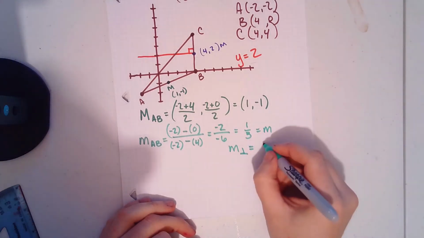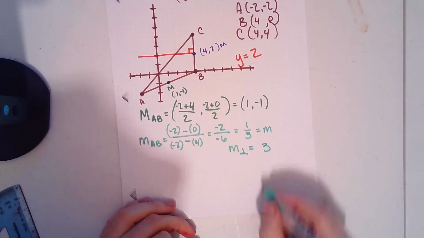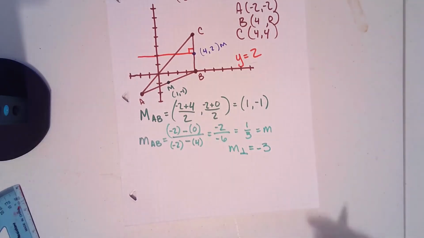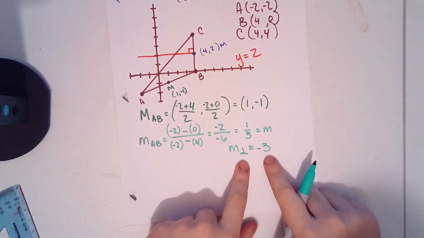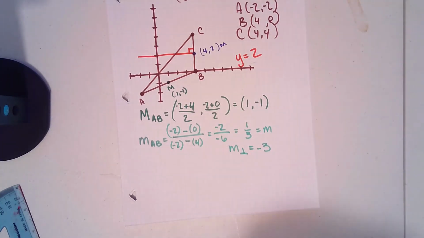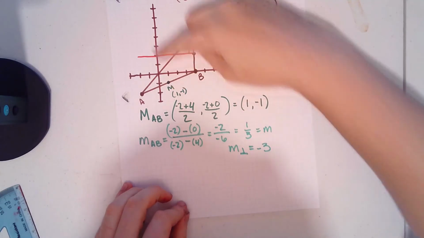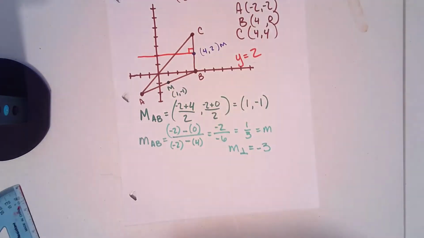So if I flip it, I get 3 over 1, which is 3, and if I negate it, I get -3. So I flip and negate, and I find the perpendicular slope is -3. So now I need the line that goes from here at a 90-degree angle and intersects that point.